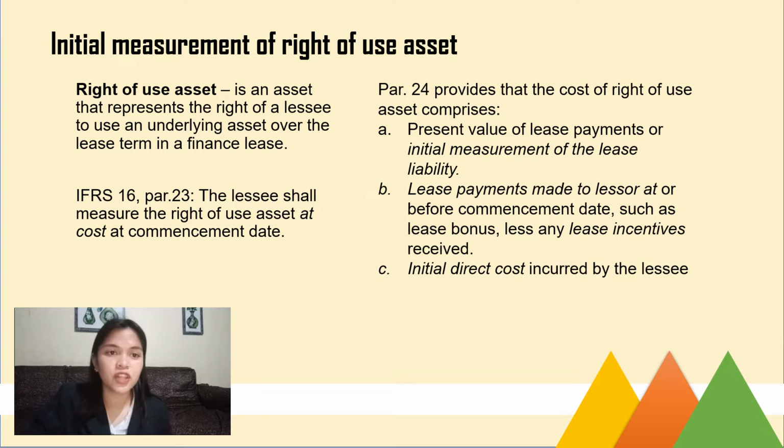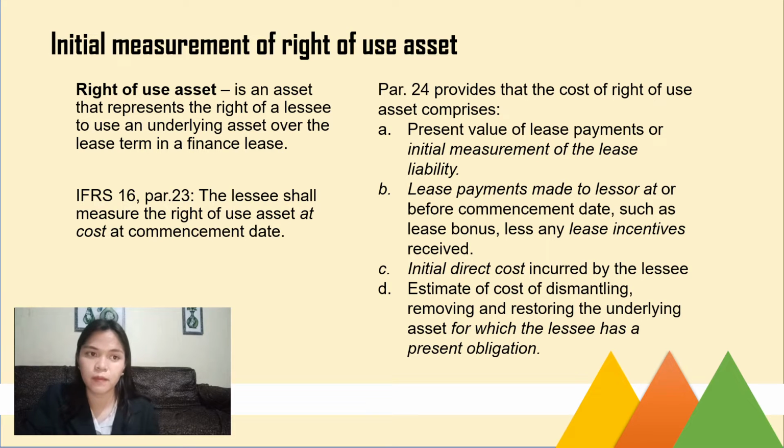Then, initial direct costs incurred by the lessee. So, ano ba yung initial direct costs? So, yung initial direct costs are incremental costs of obtaining a lease that would not have been incurred if the lease had not been obtained. So, yung initial direct cost, na-incurred lang siya because yung lease is na-obtained. And if ever na hindi, hindi siya mai-incur. Then, estimate of costs of dismantling, removing, and restoring the underlying asset for which the lessee has a present obligation.